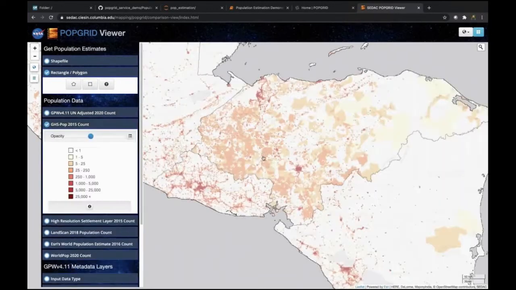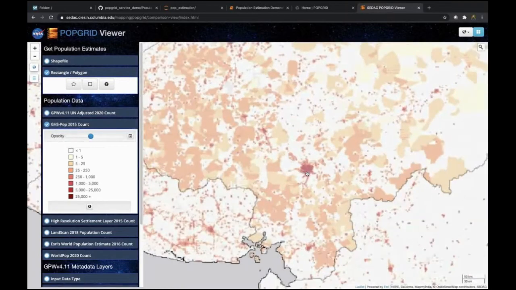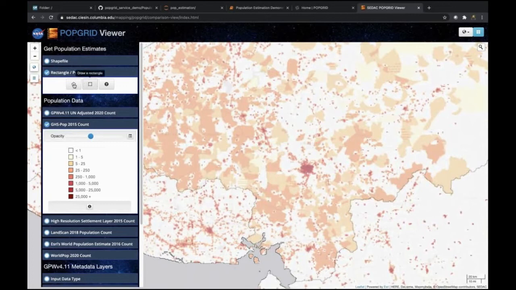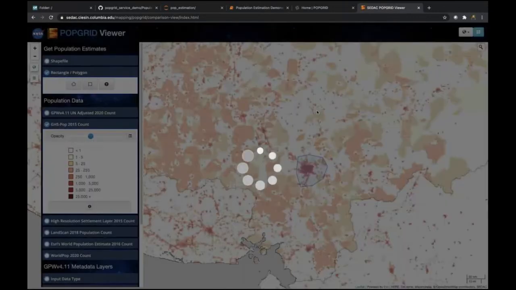And the population data layers that are available are shown here, and we can turn off GPW. We'll turn on our GHS pop, and here it comes up. Here's the GHS pop, and here's the city, and I could draw a polygon around this city. Just roughly estimate that this is the city area, and it will submit that polygon to the server, and I can hide the help because I don't need it right now.